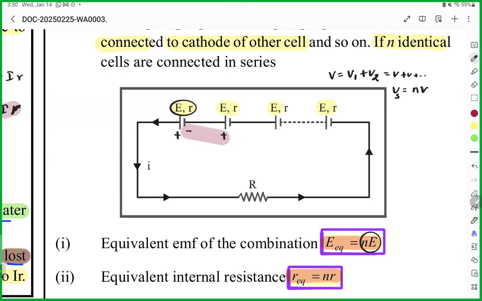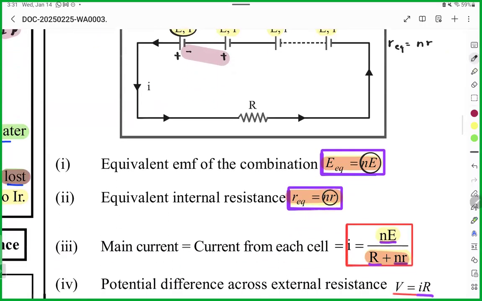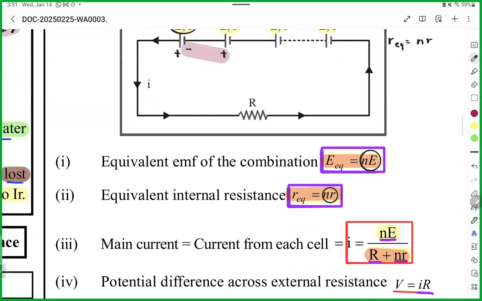Next, Chandana, what happened to the resistance in the series? Sir, resistance is also added. So R equivalent will be N times R, because the resistances in series combination are added. What will be the current? Current will be total EMF by the total resistance.